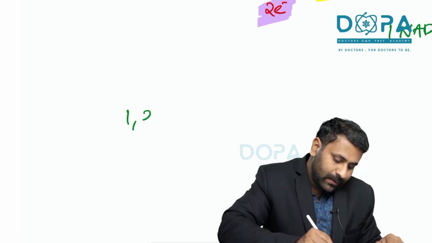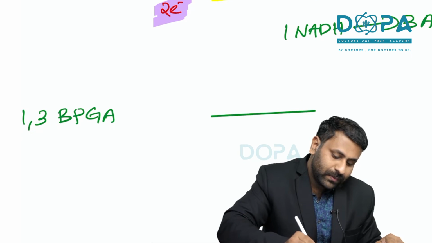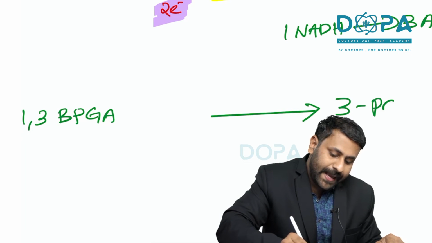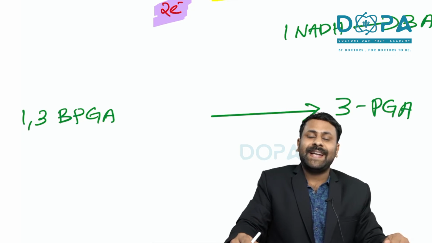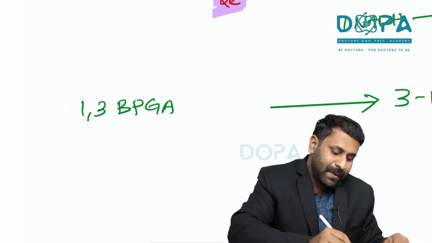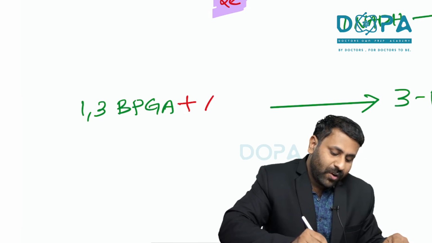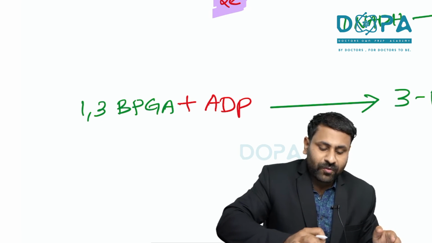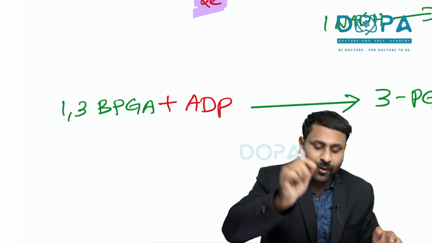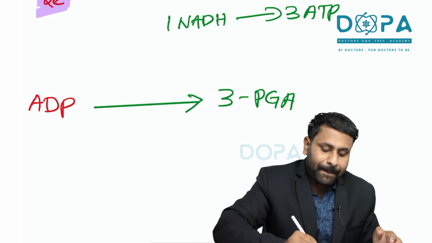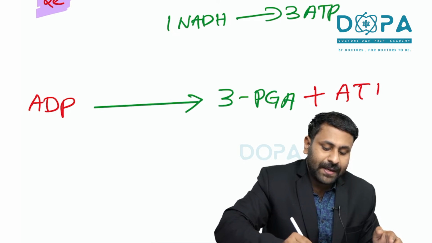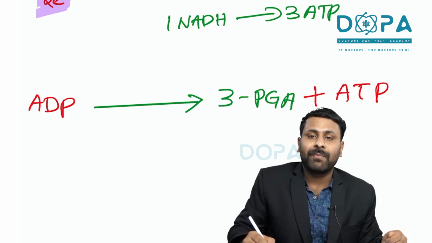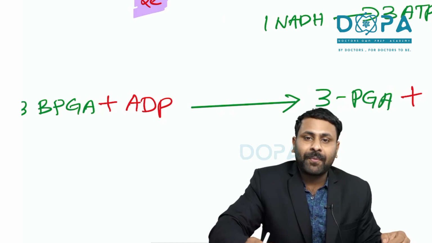At that step, 1,3-BPGA is converted into 3-PGA, and ATP production takes place. 1,3-BPGA provides 1 phosphate group to ADP. Listen carefully: 1,3-bisphosphoglyceric acid provides 1 phosphate group to ADP, forming 3-PGA plus ATP. It is the first ATP production in glycolysis.